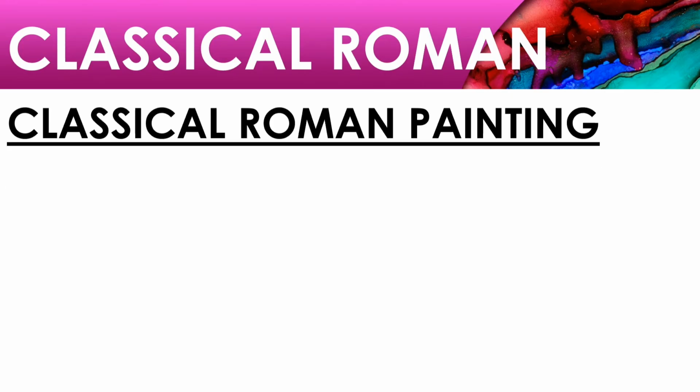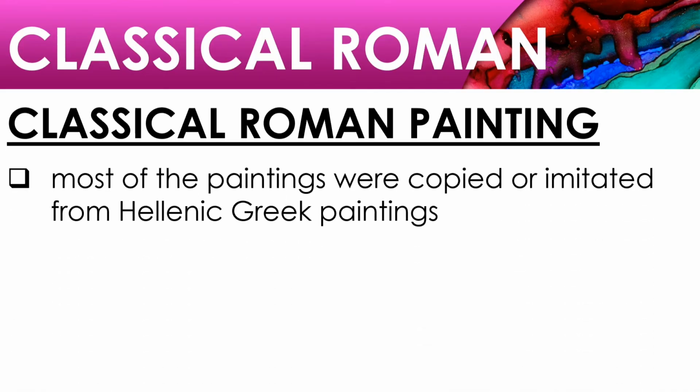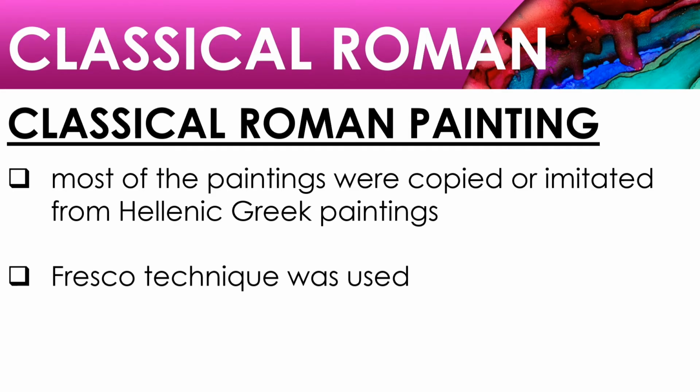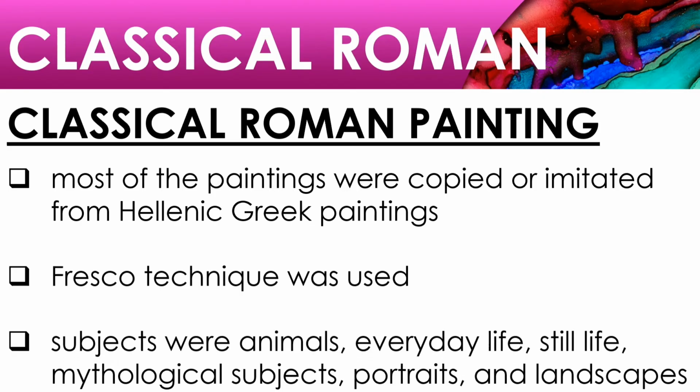Let's go now to the Roman era. In this era, most of the paintings were copied or imitated from Hellenistic Greek paintings. In Hellenistic painting, they used three-dimensional perspective and the use of light and shade to render form and realism. The fresco technique was also used in brightly colored backgrounds. Subjects were animals, everyday life, still life, mythological subjects, portraits, and landscapes.